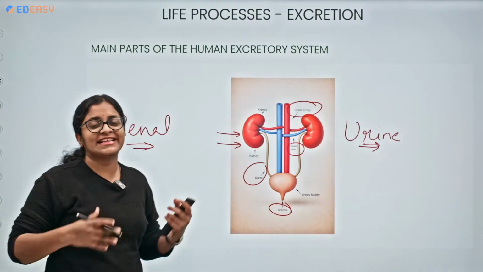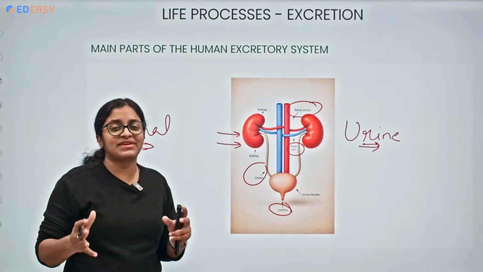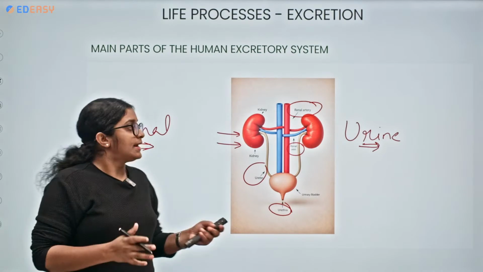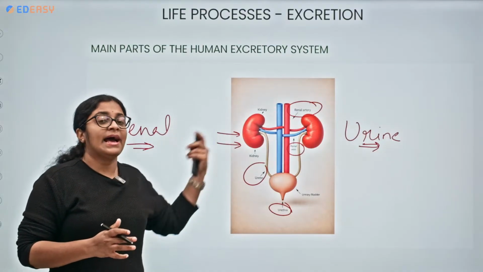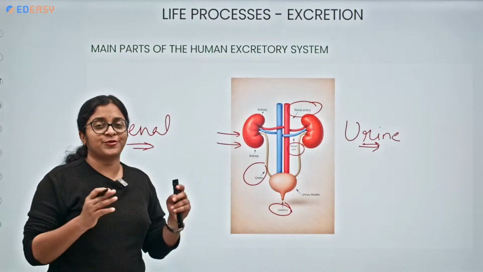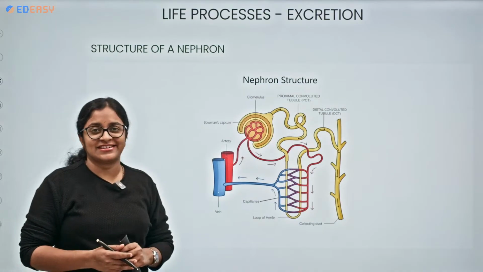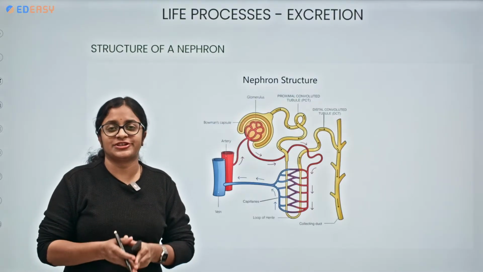Of course, we can say that it is under the control of the nervous system and sphincters. Sphincters will be playing a very important role over here. So we have now understood the human excretory system and what the parts of the human excretory system are. Now let's try to understand the structural and functional unit of the kidney.